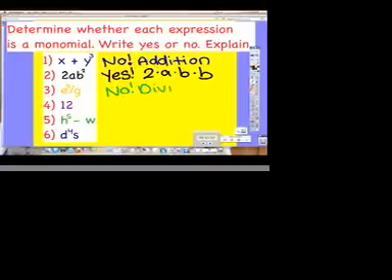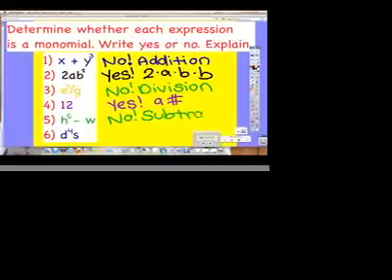Number 4 is yes, a monomial, because any number is a monomial. Number 12, so 12 is a monomial. Number 5 is no, because there's subtraction in there. We can't have any subtraction. And then number 6 is yes, because it's all multiplication. We can break that down into d times d times d times d times s.